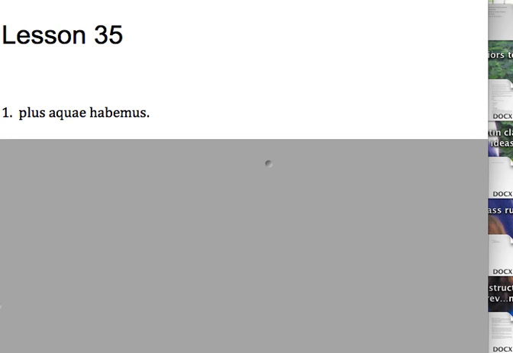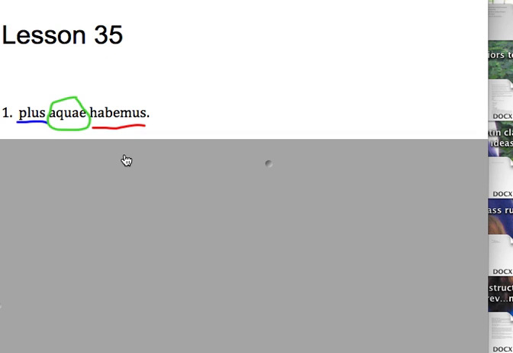So we're going to start with number 1 here that says plus aquae habemus. My guess is most of you can figure this out without me telling you what's going on. Habemus is your main verb. Plus is actually going to act like your accusative here. And then you have the word aquae, which you may or may not recognize as a genitive singular form. Okay? So, if this is our subject and verb, this is our direct object, and this is a genitive, perhaps you can figure out what this means.